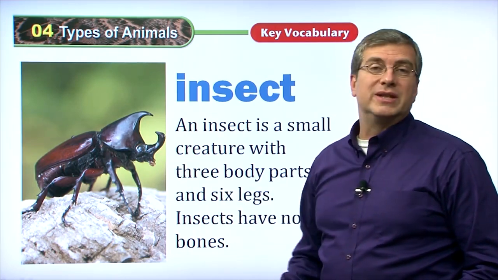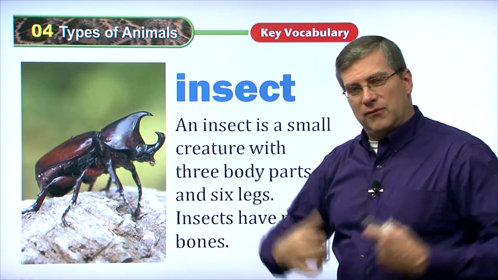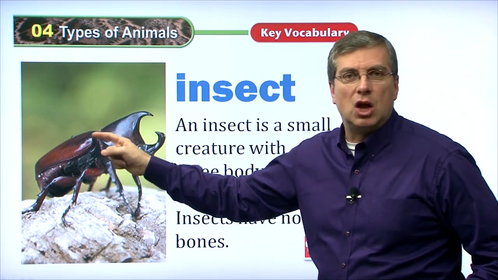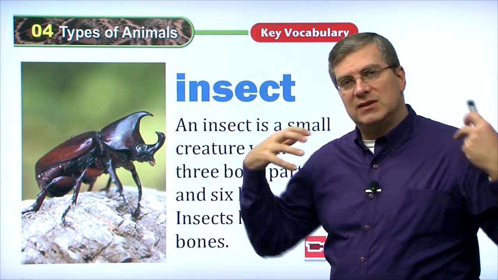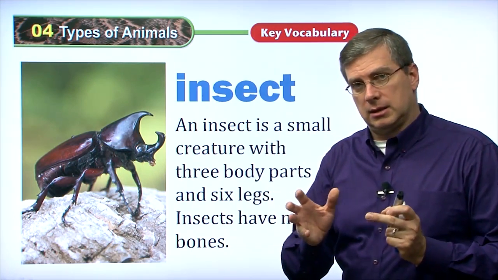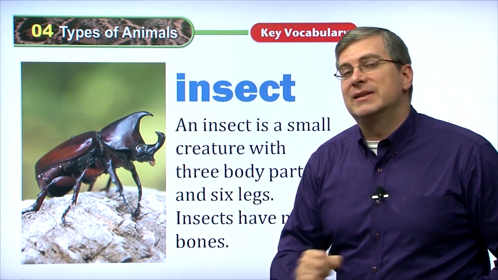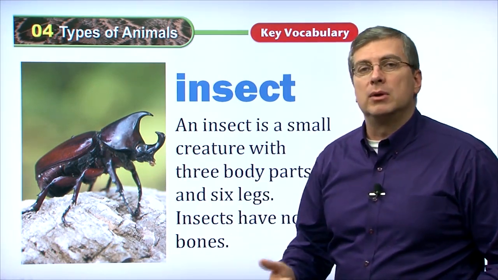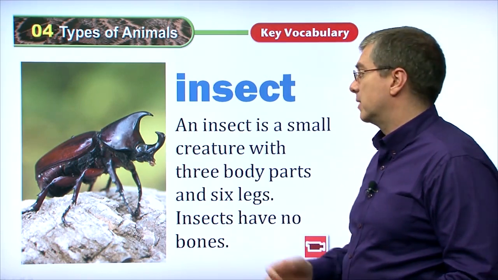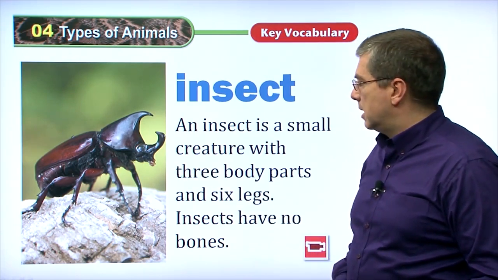Insects have no bones. There are no bones inside of an insect. The insect gets its strength for its body in its shell. Insect shells, insect bodies are hard, shell-like structures. So, insects don't have bones on the inside like mammals or birds or reptiles do, or even amphibians, okay? So this is an example of a stag beetle, all right?